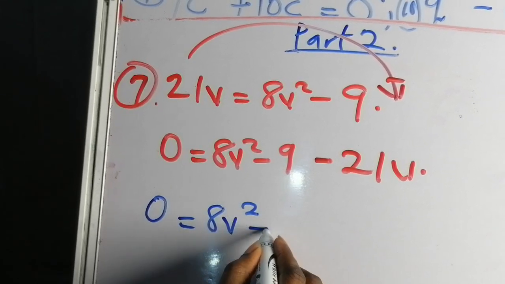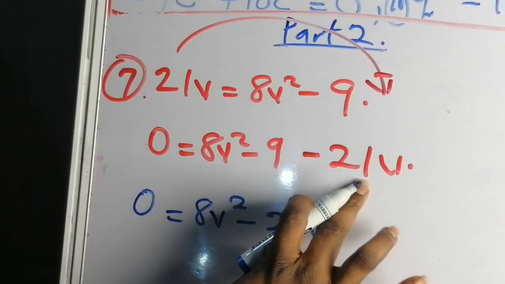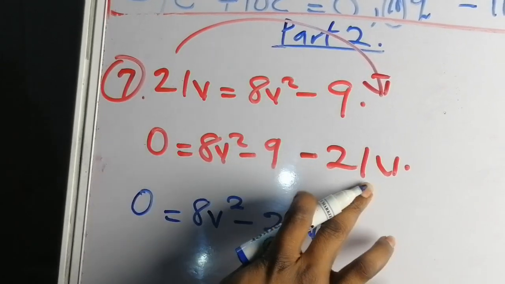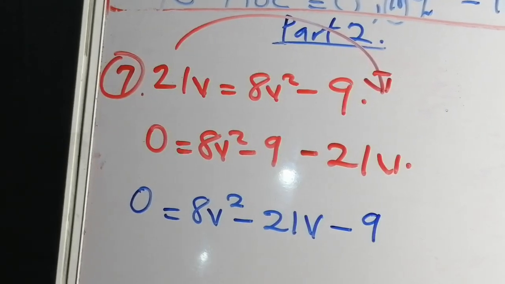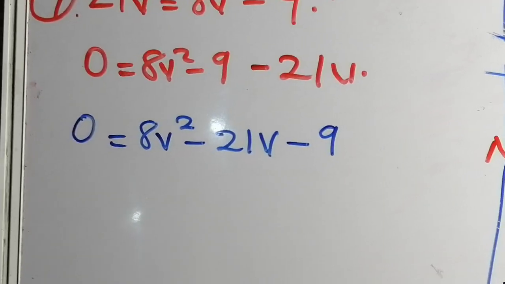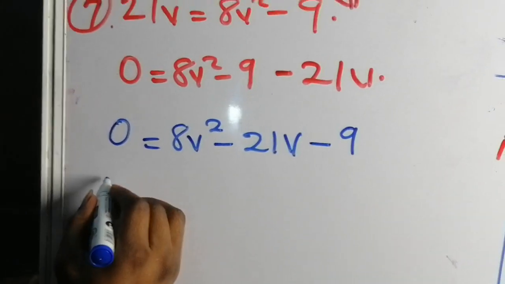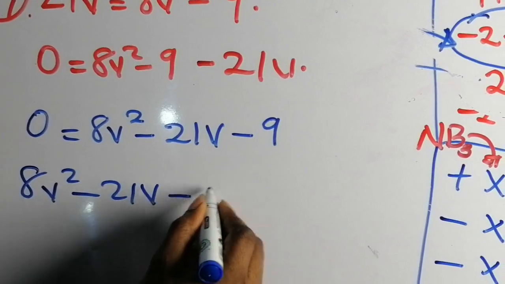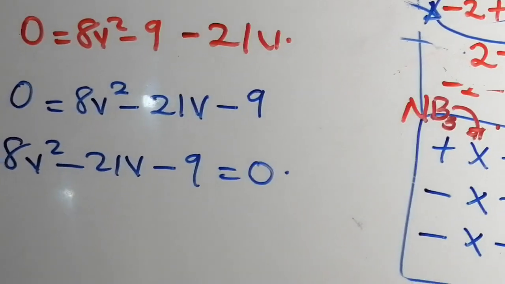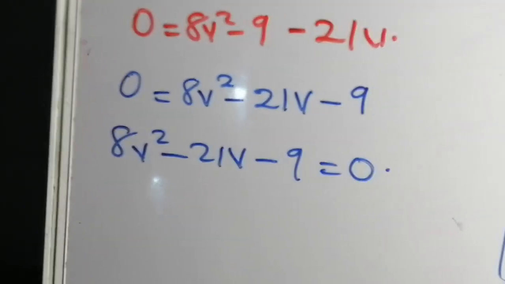Now I can rearrange this again so that it looks like factorization: 8v squared minus 21v. I've told you the value on the right owns the sign, so I'm bringing it to the middle now: 21v minus 9. Very clear now. You see that it is becoming something you can factorize. So let me rearrange it like this: 8v squared minus 21v minus 9 equals 0. It's still the same thing; I'm not moving anything.